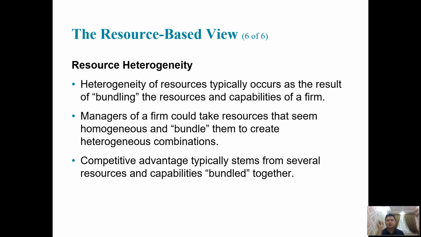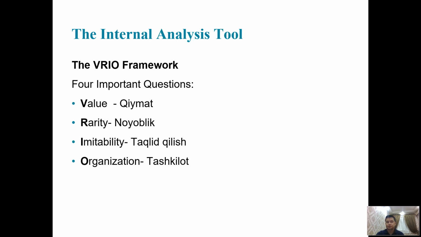What is this resource heterogeneity? Heterogeneity of resources typically occurs as a result of bundling the resources and capabilities of a firm. Managers of a firm could take resources that seem homogeneous and bundle them to create heterogeneous combinations. Competitive advantage typically stems from several resources and capabilities bundled together.